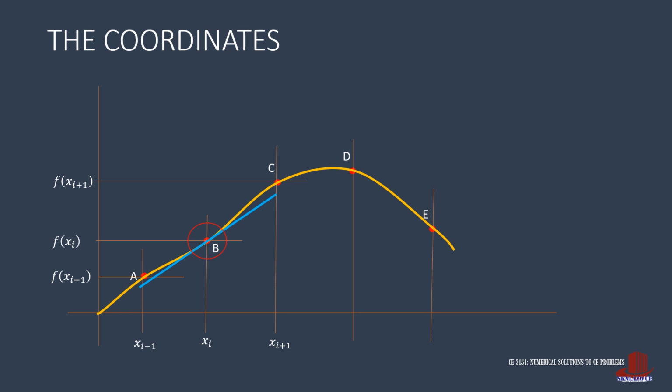In case there are more points, such as point D, its x distance is labeled as xi plus 2, with y as f of xi plus 2. And if there is another point E, its x-coordinate is now xi plus 3, and so on for the other points of the curve.